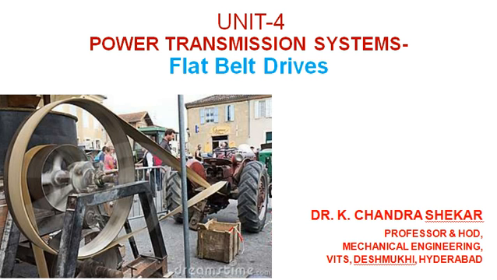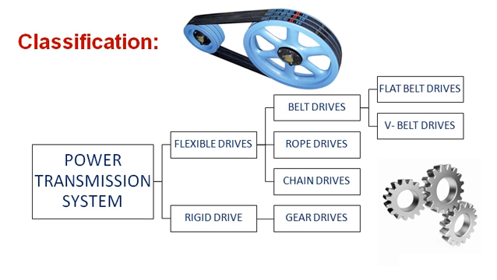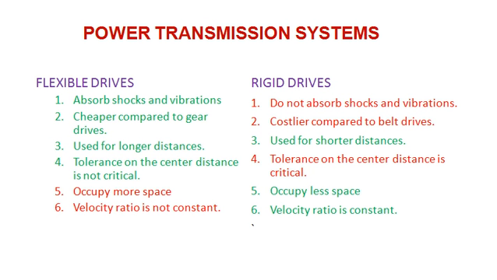In this particular presentation we are going to see about the design of the flat belt drives. So coming to the classification of the power transmission system, there are flexible drives and rigid drives. The rigid drives are gear drives. Coming to the flexible drives, that's what we are going to discuss in this presentation. Flexible drives may be belt drives, rope drives, chain drives. Again, belt drives are classified into flat belt drives and V belt drives.